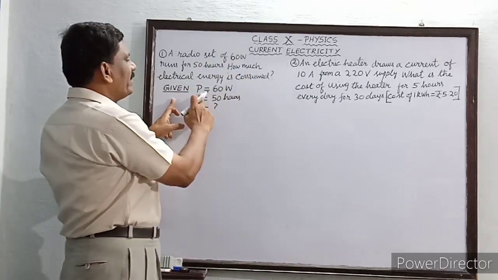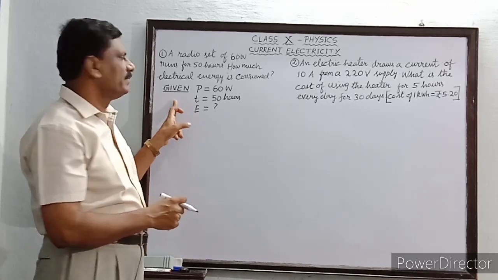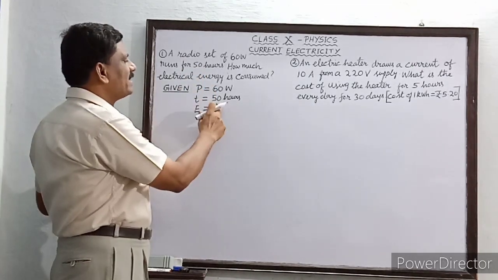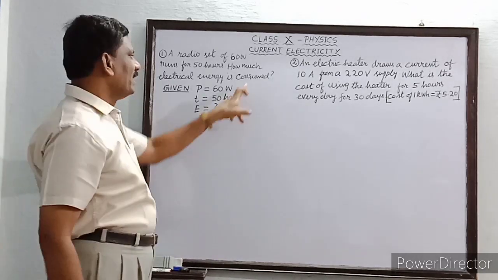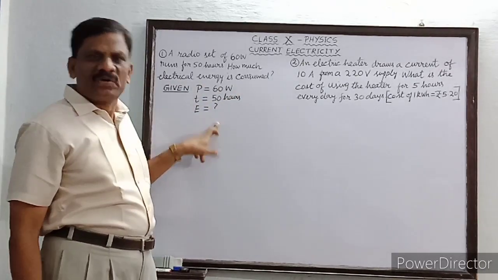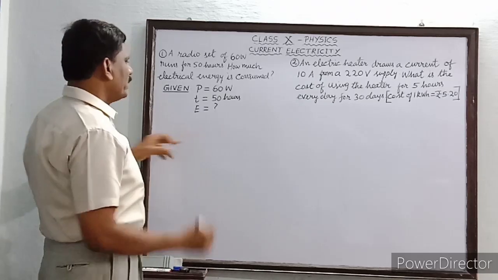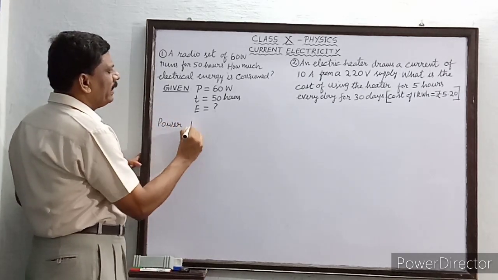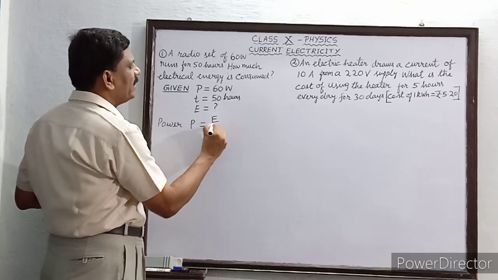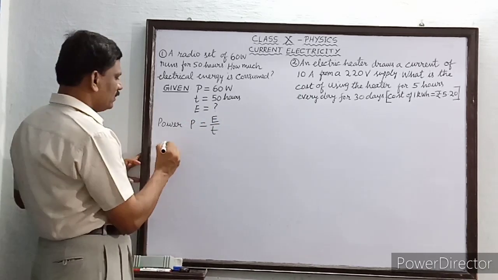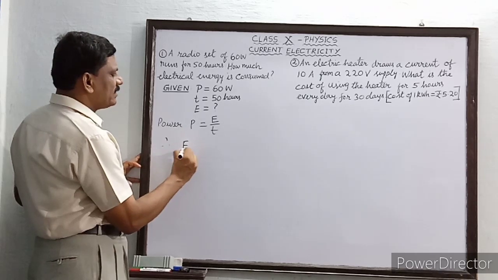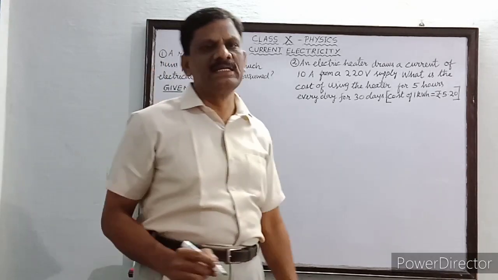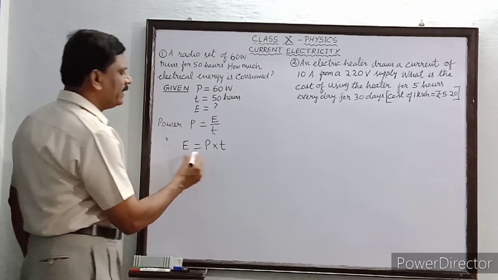The radio set is having a power P equal to 60 watt and it is running for 50 hours. So the time is given as 50 hours and the electrical energy E is questioned. Now what is the expression for the power? Power P is equal to E divided by T. Therefore, E is equal to power P multiplied by time. Is it not? So this is P into T.